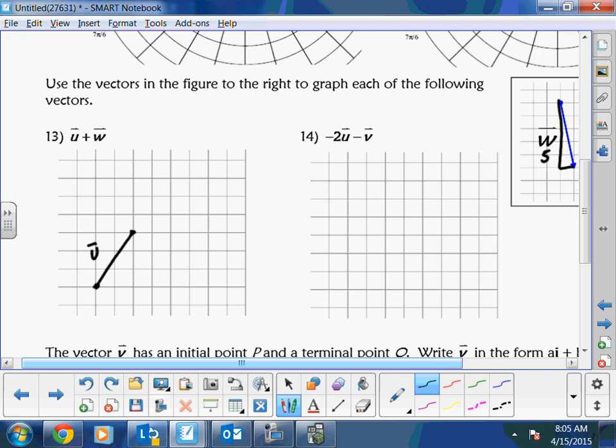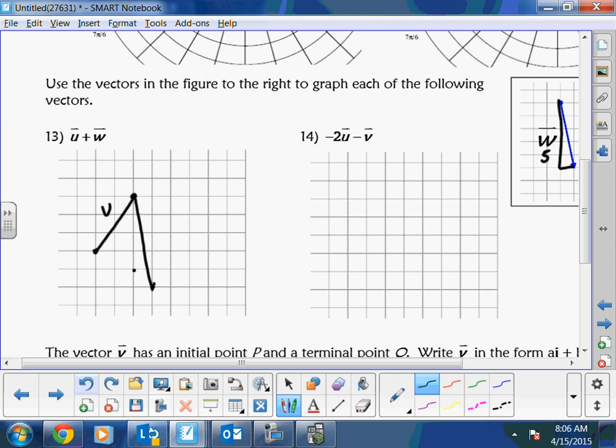So 1, 2, 3, 4, 5. So technically, w would be there. Now, you normally want to stay inside the grid. So just to make it better, I'm going to start a little bit higher. So here, up 3 over 2. That's u. And then you start w at the end of the other vector. So I'm going to start it from here. Count down 5, 1, 2, 3, 4, 5, over 1.